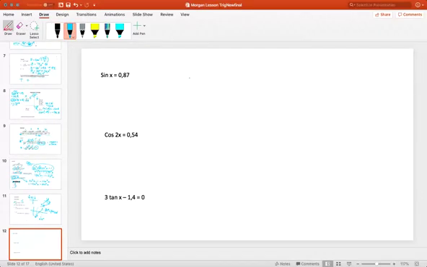Okay, so we've got cos 2x is equal to 0.54. Now what we do is we solve for 2x like a normal trig equation. So we have to find the inverse of the ratio, the 0.54.